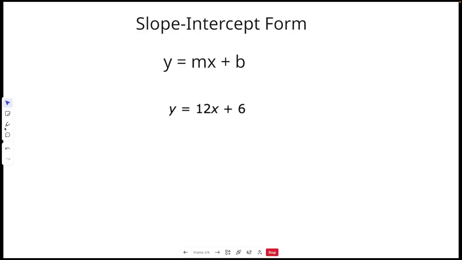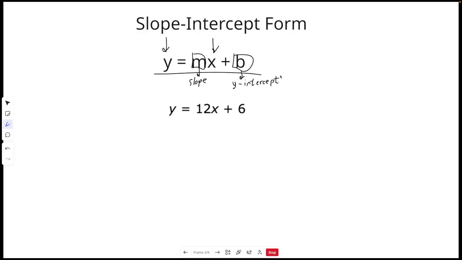So, slope-intercept form. This is y equals mx plus b. A couple things to talk about here. Number one, the y and the x never change, never, ever, ever. It's just always y and x, okay? The m and the b are going to be numbers, and so those will obviously change. The m stands for slope, and the b stands for the y-intercept.